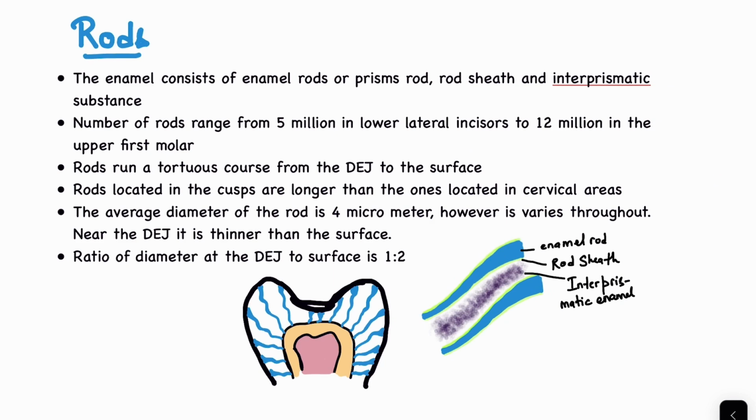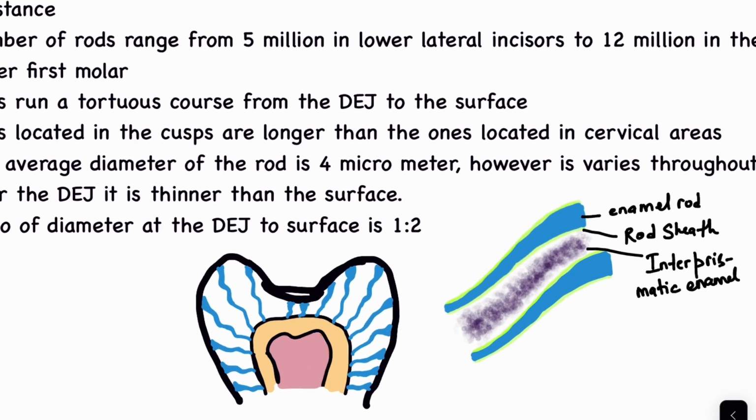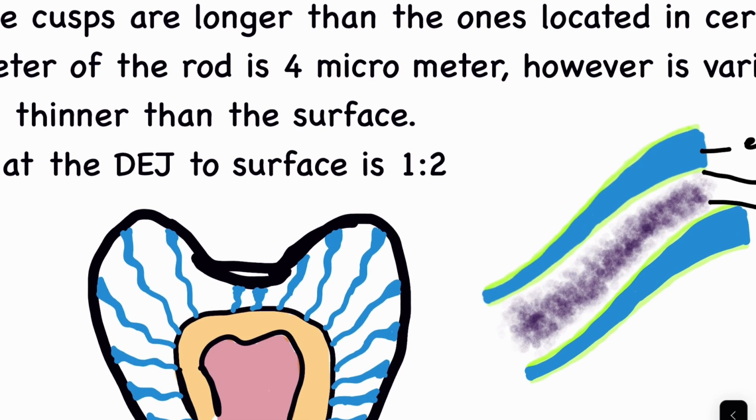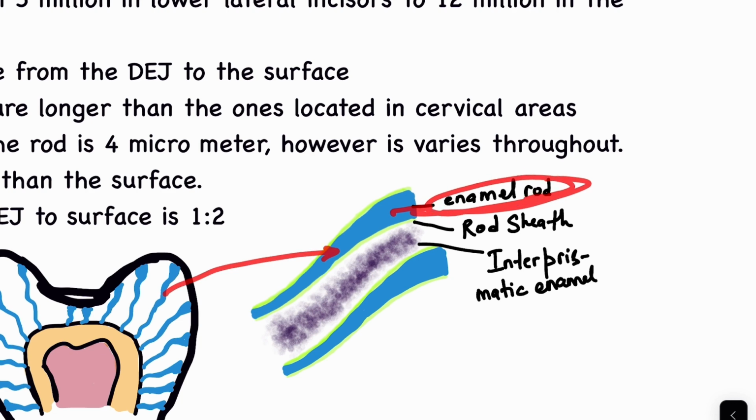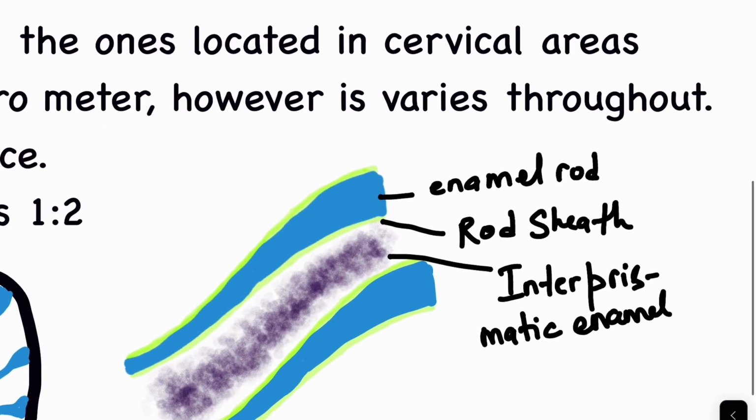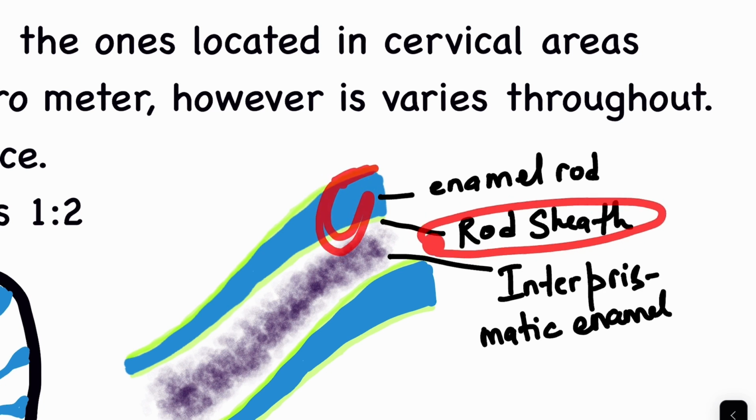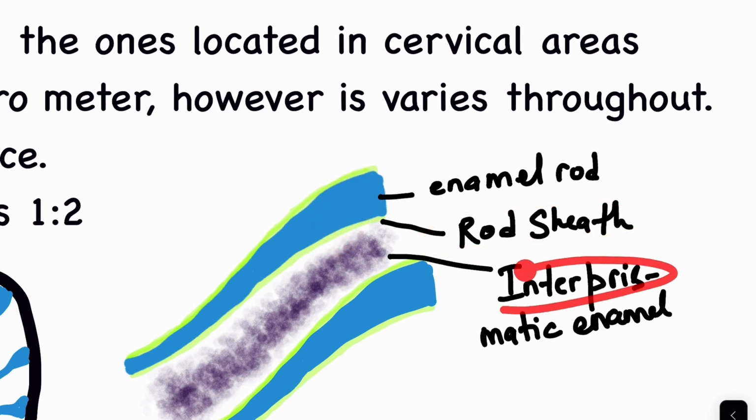So what is enamel composed of? This is the crown. Enamel is composed of these rods. Obviously, this entire space will be filled with rods. And there are three components to enamel. First is this enamel rod. If I zoom into here, first is this enamel rod. Second is the rod sheath. So you see this greenish thing, it is covering the rod. So this is the rod sheath. And third is interprismatic enamel.